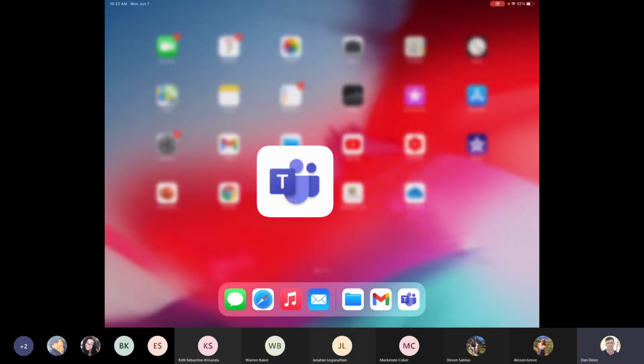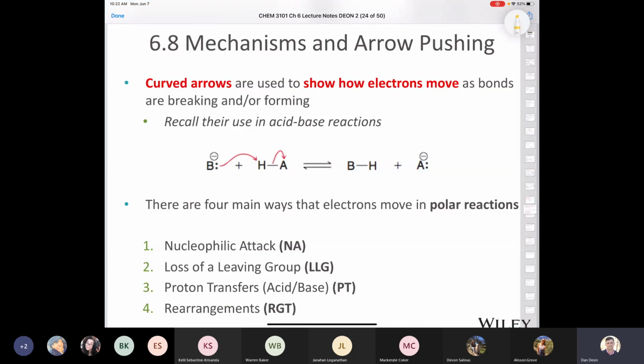Okay, Chemistry 101. Here we are in section 6.8, which deals with mechanisms and arrow pushing. And you've seen the use of curved arrows before in this class. We use them to show how electrons move when bonds are being broken and bonds are being formed.